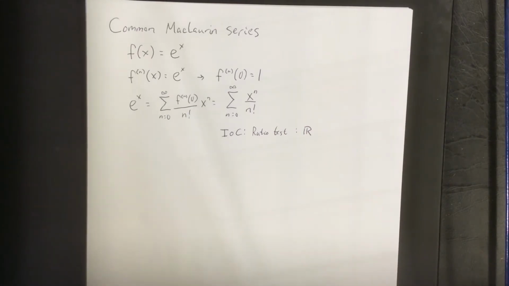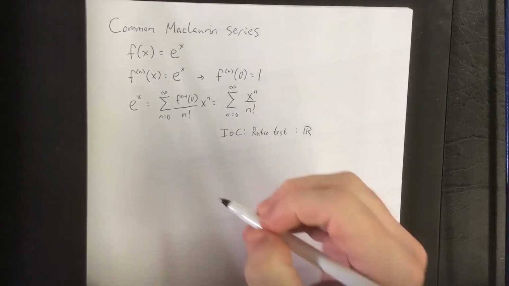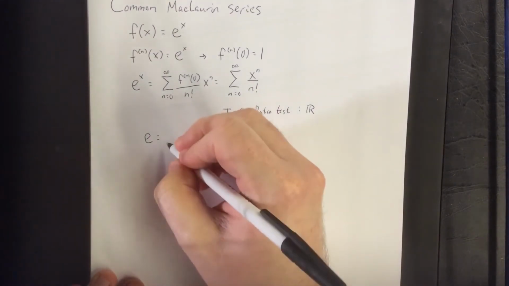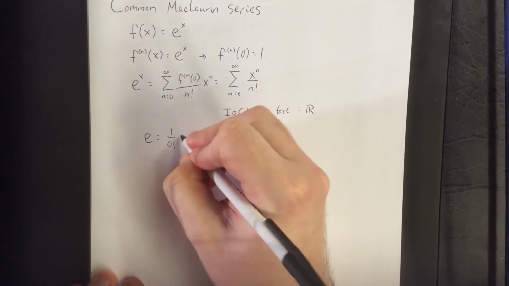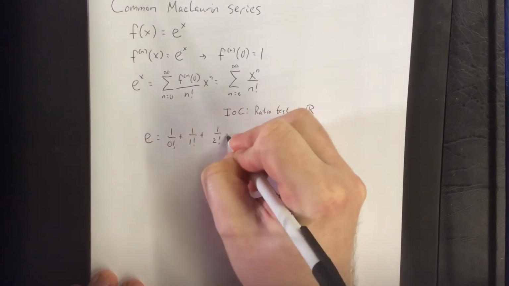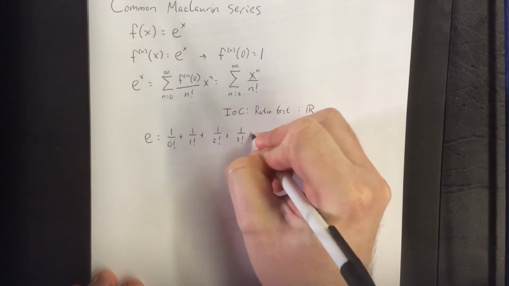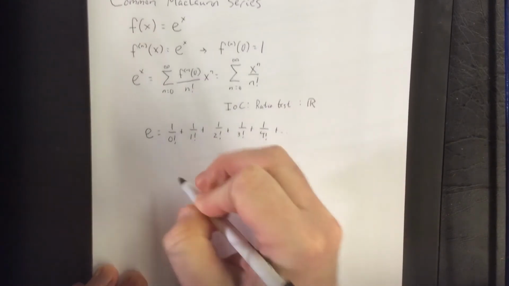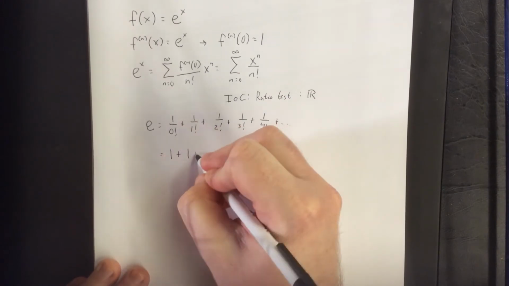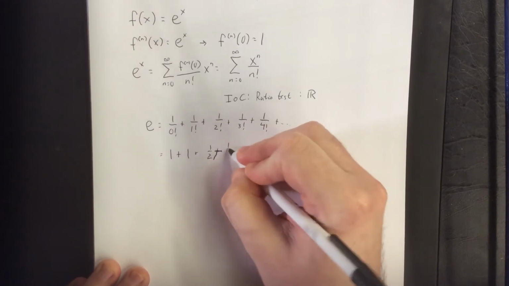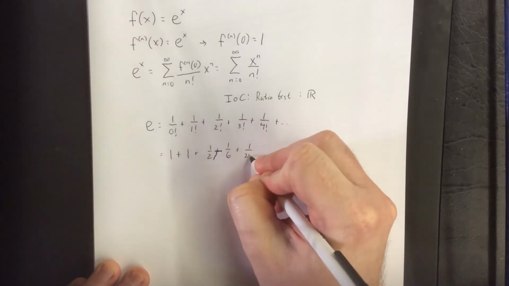This also lets us know a couple of cool representations of things. For example, if we plug in x equals 1, we will get that e is equal to the following. 1 over 0 factorial plus 1 over 1 factorial plus 1 over 2 factorial plus 1 over 3 factorial plus 1 over 4 factorial, and so forth and so on. So that would be 1 plus 1 plus a half plus a sixth plus 1/24, etc.